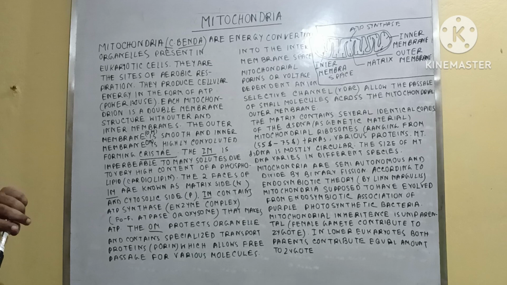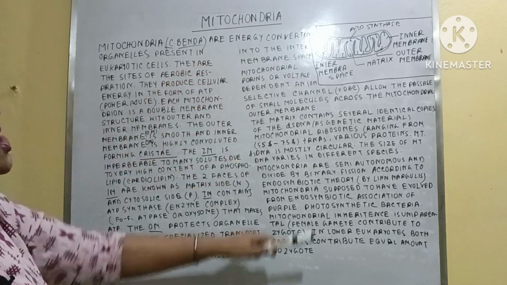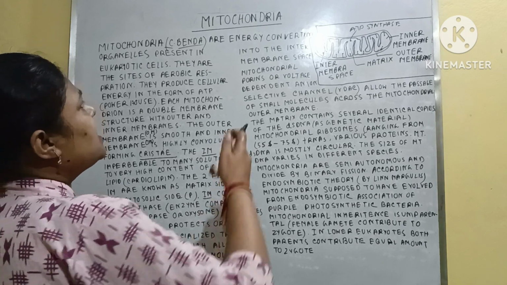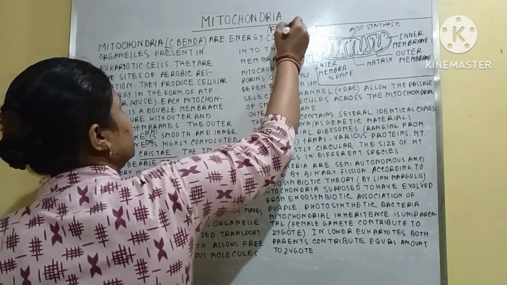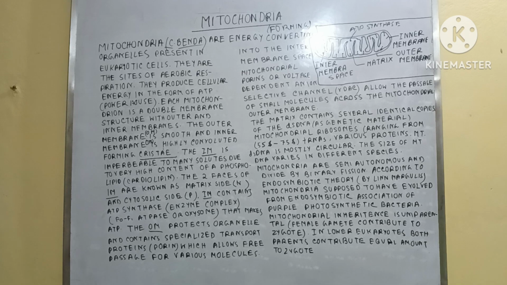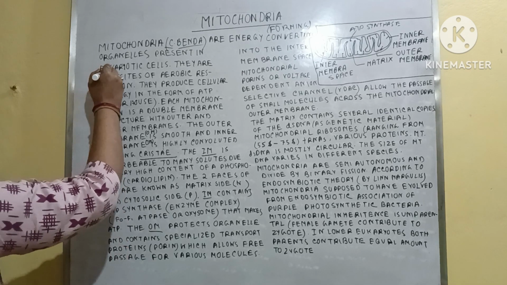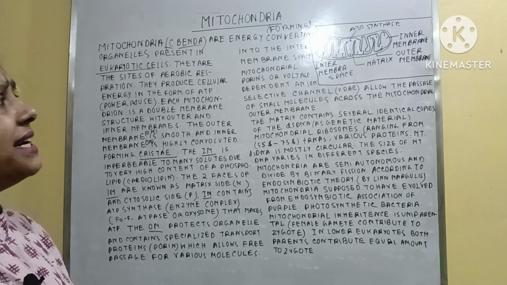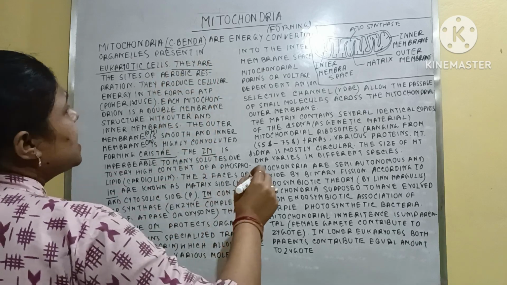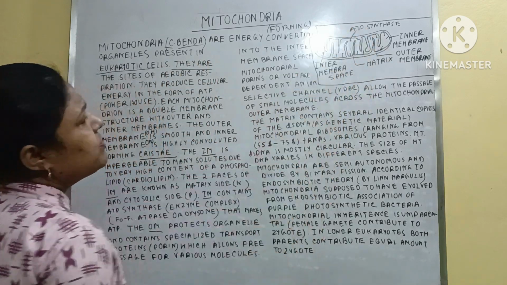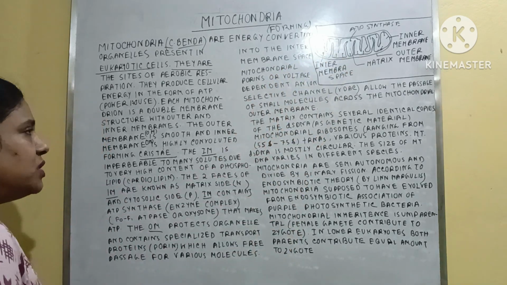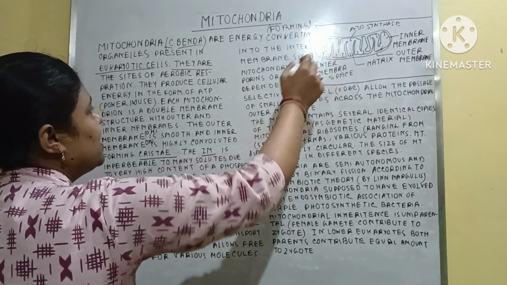Mitochondria are the energy converting organelles, or you can say energy forming organelles, present in eukaryotic cells, that means in plant cells and in animal cells. These are called the powerhouse of the cell. Why is this called the powerhouse of the cell? Because the actual energy is produced in the mitochondria of the cell.